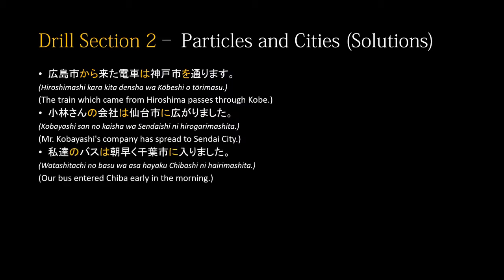In our third sentence, Watashi tachi no basu wa asa hayaku Chiba-shi ni hairimashita, the same combination of particles can be found alongside the same usage. So once again, wa is marking the topic, no ownership, and ni specific point in space. This time it is Chiba, the city of Chiba.